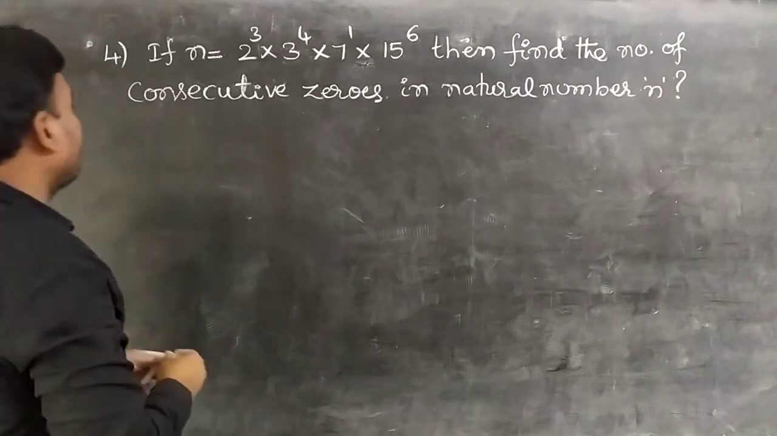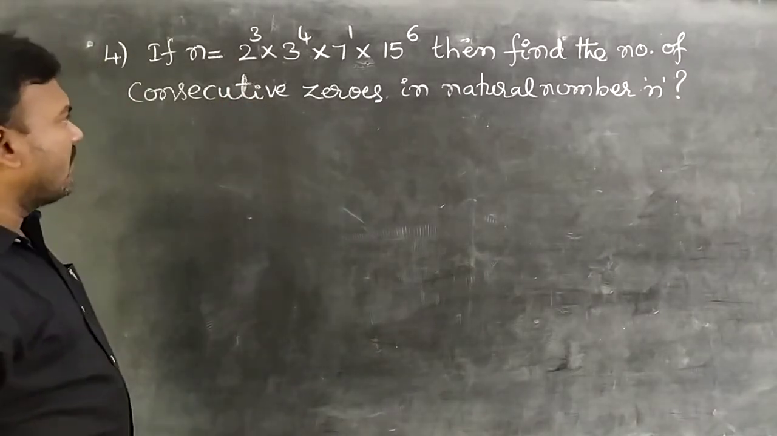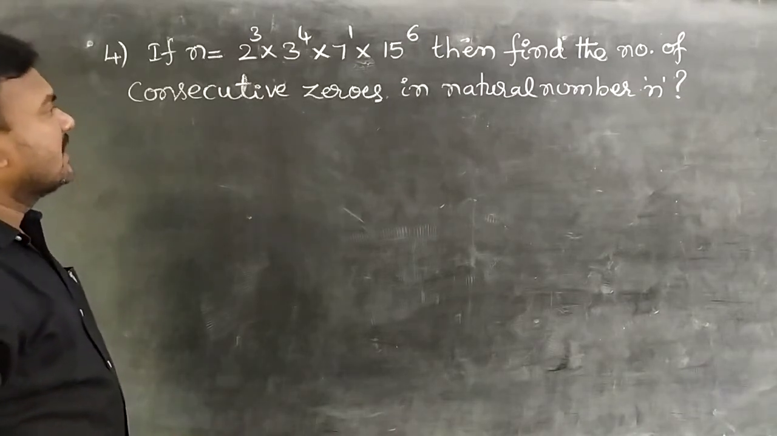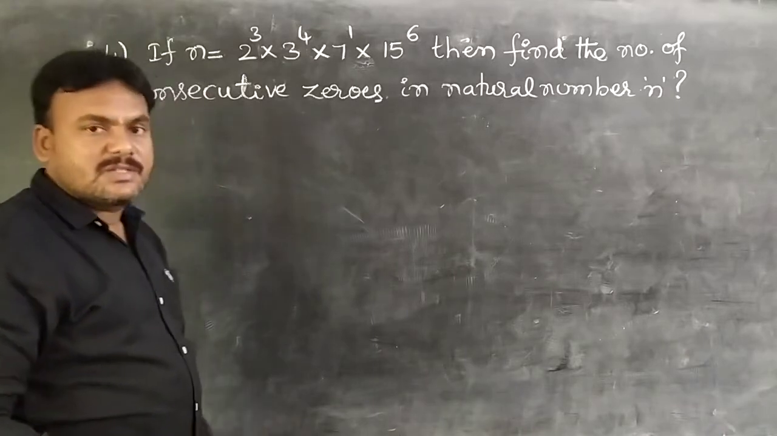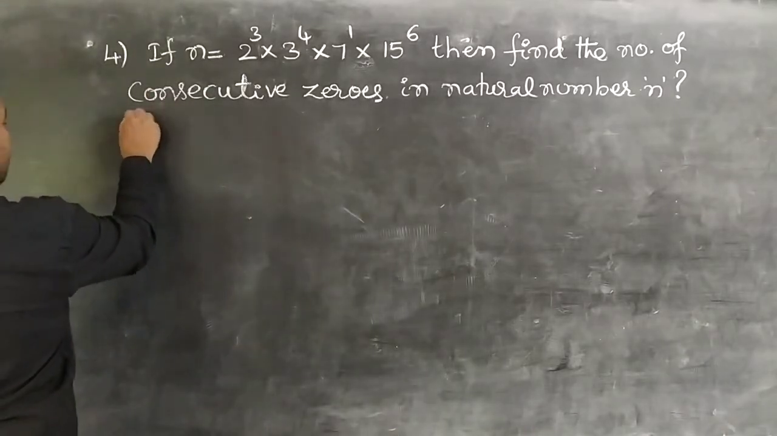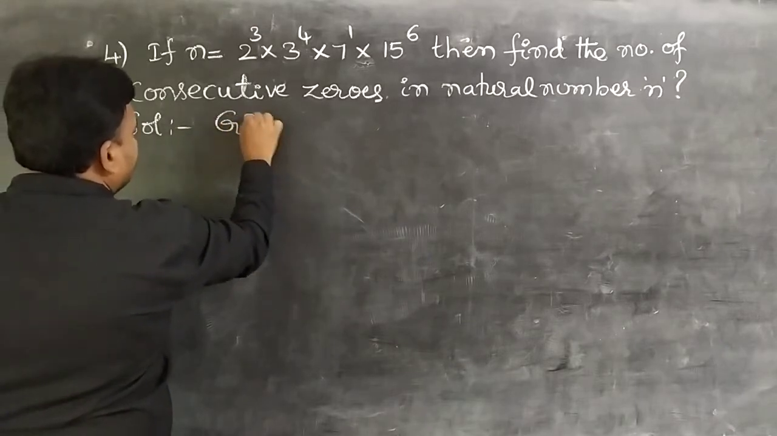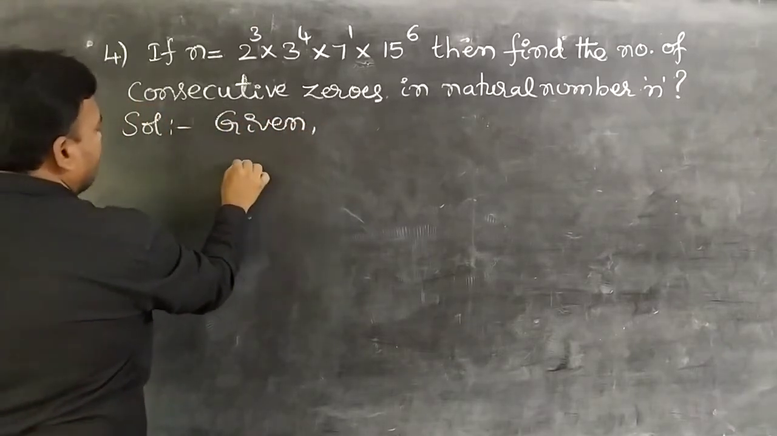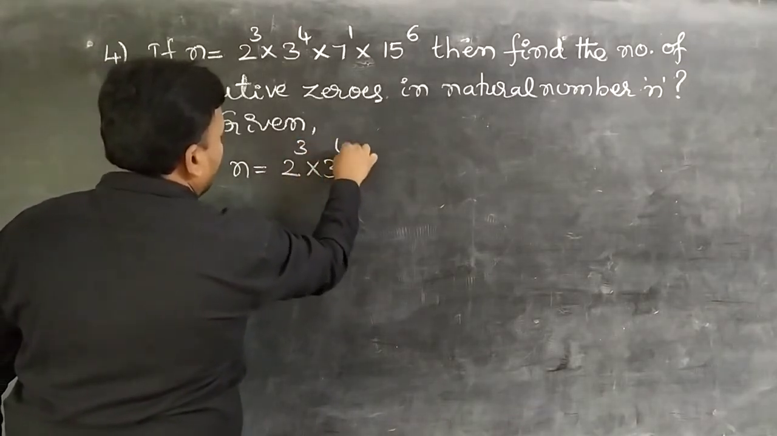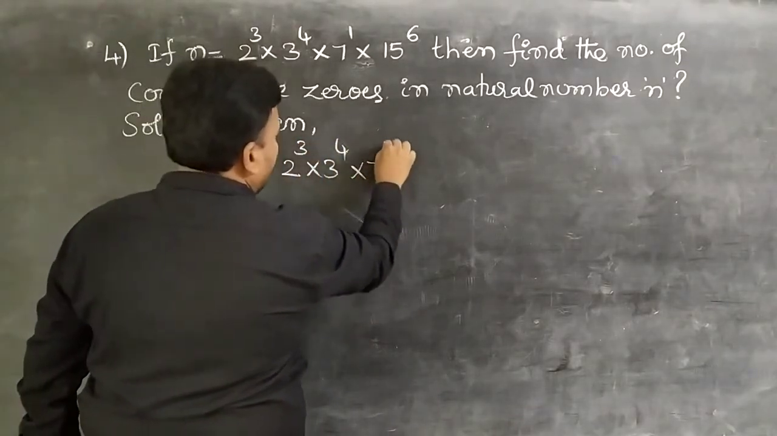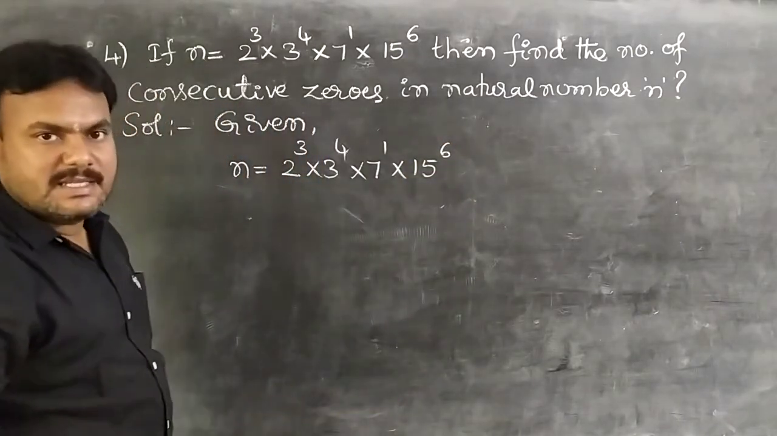Right, observe, students. If n equal to 2 cube into 3 power 4 into 7 power 1 into 15 power 6, then find the number of consecutive zeros in natural number n, students. Right, analyze the problem carefully, then write the solution. The n value is given: n equal to 2 cube into 3 power 4 into 7 power 1 into 15 power 6, isn't it or not?